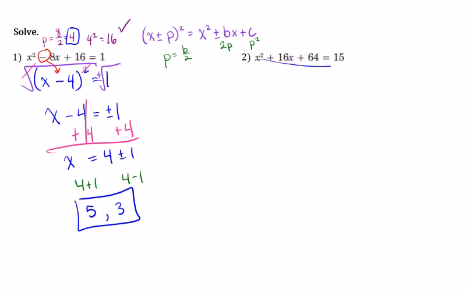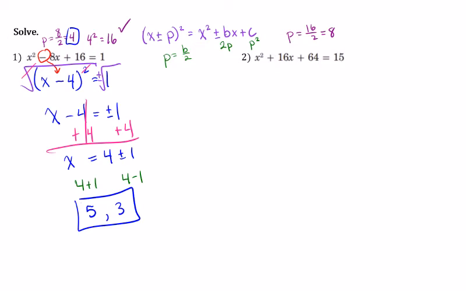Okay, let's try this next one, and we'll run through it a little faster. So first I'm going to check, is this a perfect square? So I'm going to find p. Remember, p is half of b. Since b is 16, p is going to be 8, right? You can do this mentally.